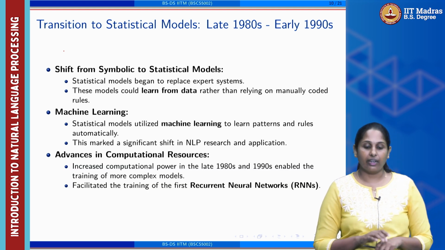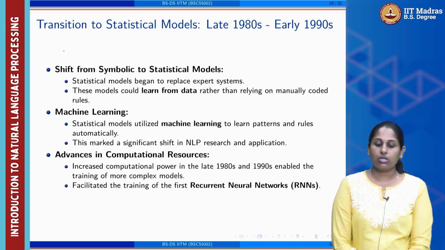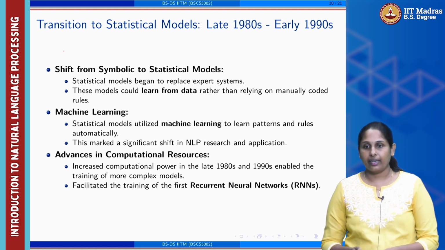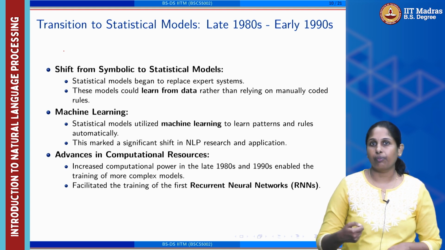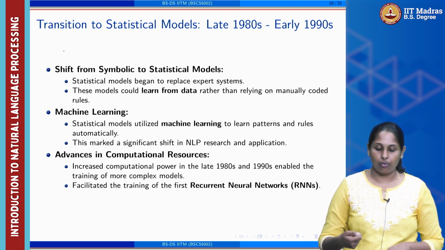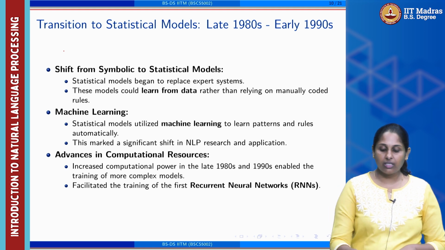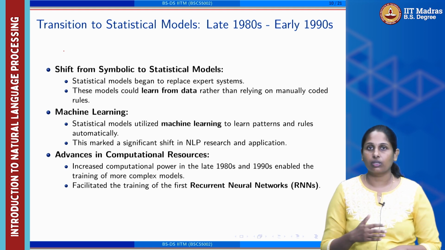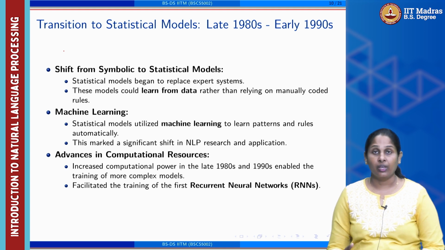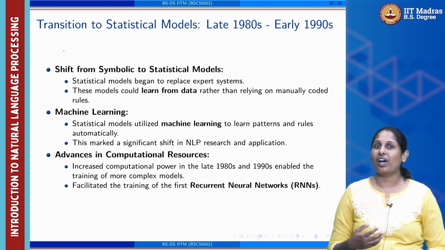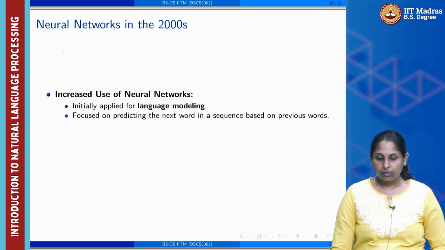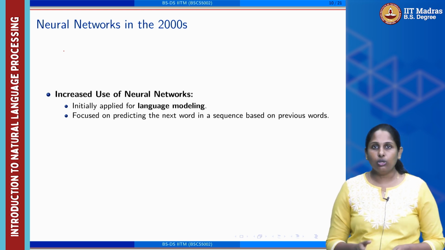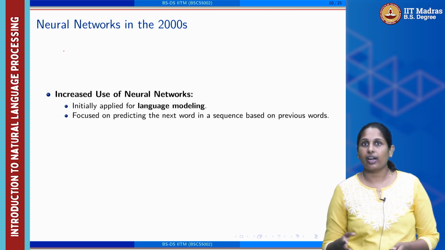There was also an advancement in computational resources. In the late 80s and 90s, the computational power of computers became much more powerful. This facilitated the first RNNs, recurrent neural networks, that were built during this time. Though they were built, they were not vastly used for any application, but machine learning can be dated back to the early 1990s. Then the 2000s, we could say, were the best period for NLP.